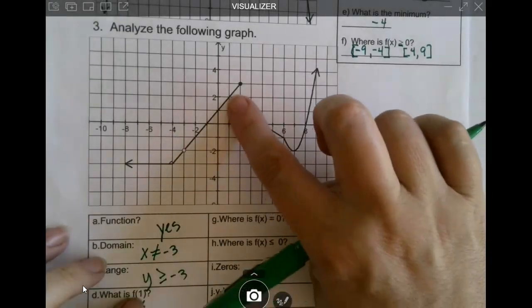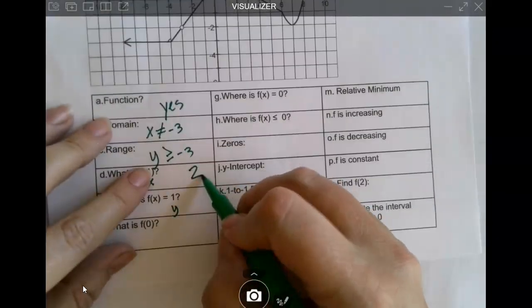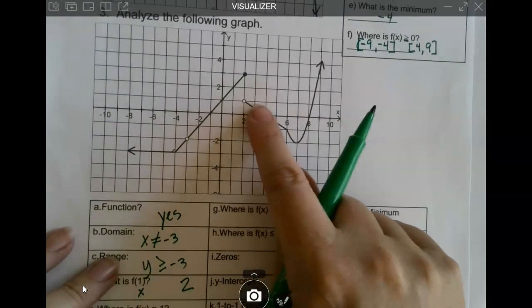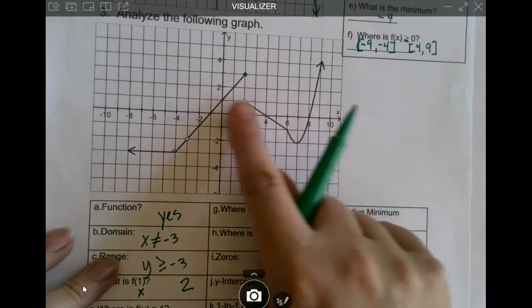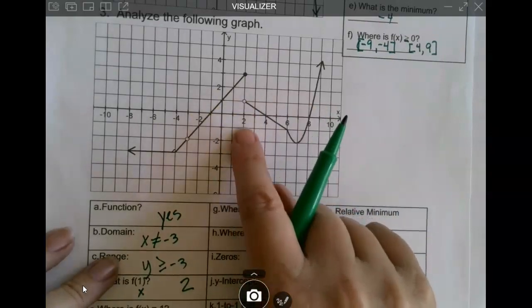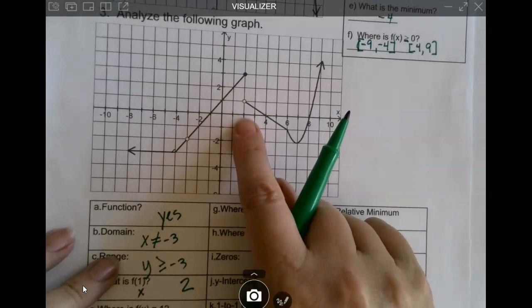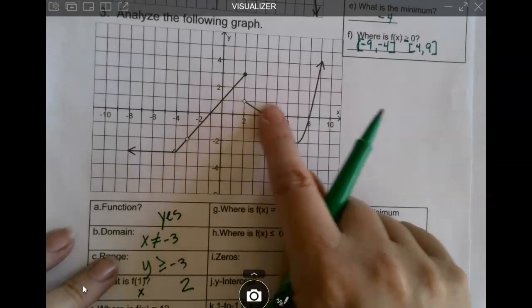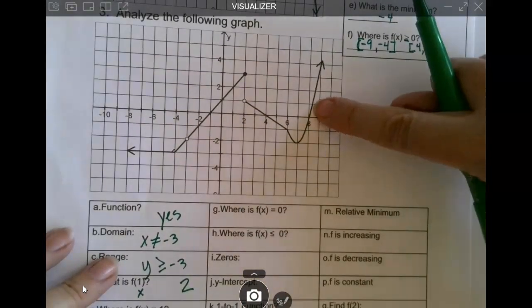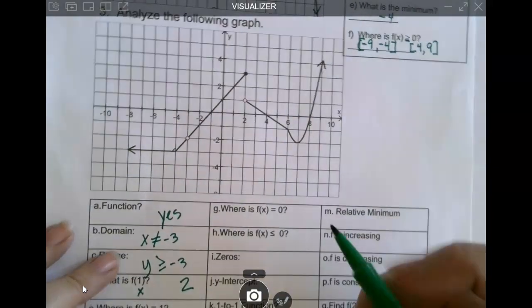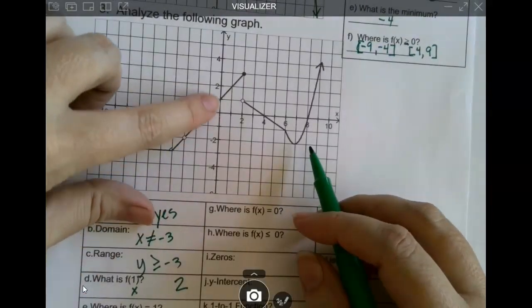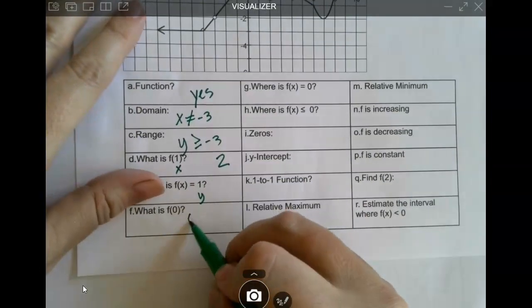X is 1 at 2, and y is 1 right here. Oh, it's 3 places, right? So we've got 0. Oh, it's not actually here at 2 because that's an open circle, but it is right here, and we'll call that 8.3. So at 0 and 8.3.